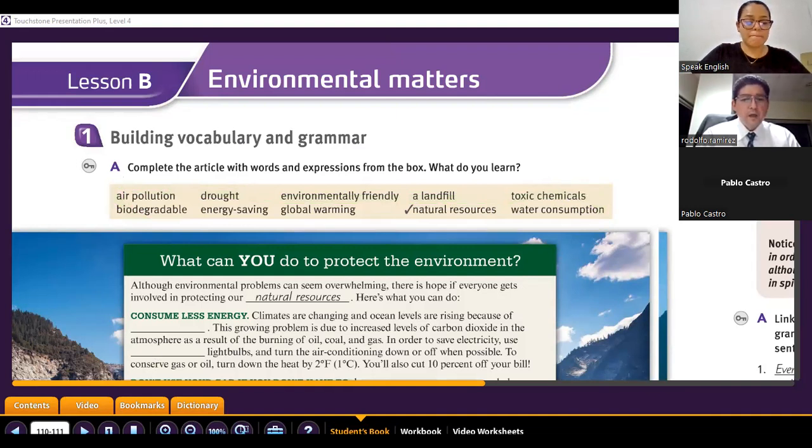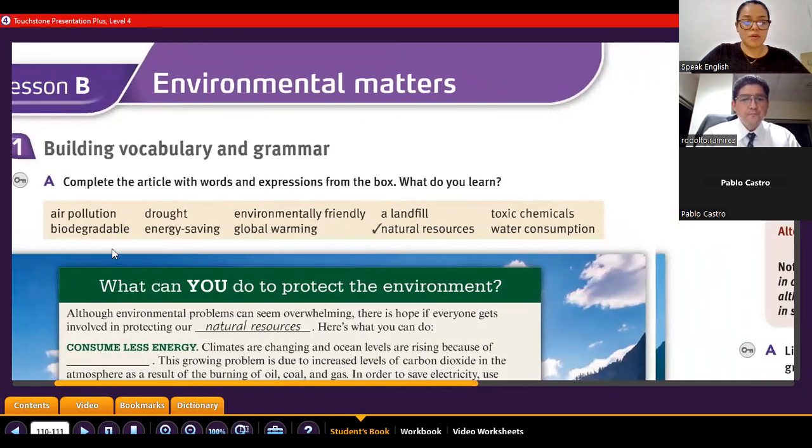Air pollution. Draft. Environmental friendly. Landfill. Toxic chemicals. Very good. Bio, this one, it's tricky, okay? Biodegradable. Very good.